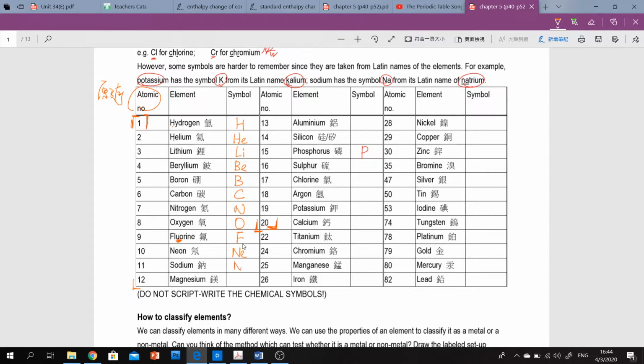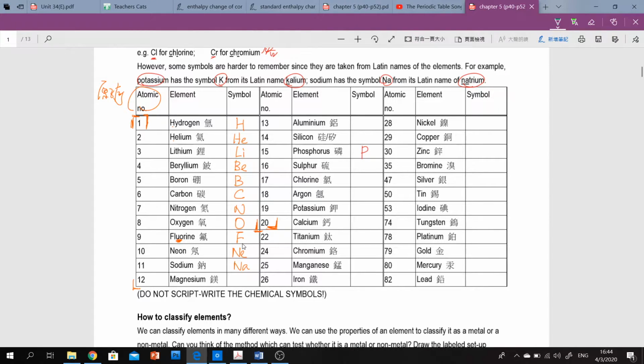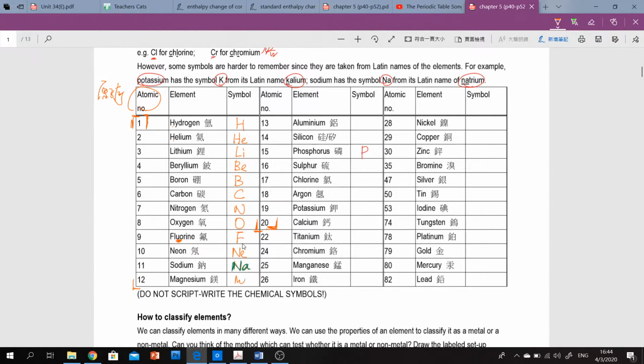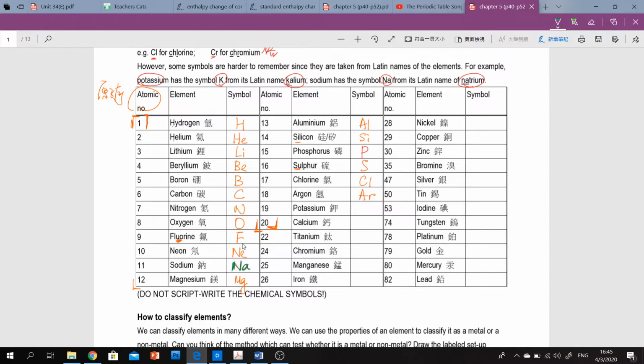Sodium, we find it in common salt, right? Sodium chloride is here. The chemical name is in Latin, natrium. How about magnesium? Mg, capital M, small letter g. Aluminium is Al, silicon is Si. Remember, phosphorus is P and sulfur is S. Many of you easily confuse these two. Chlorine is Cl, argon is Ar, and potassium is another one which uses the Latin name. It is K.